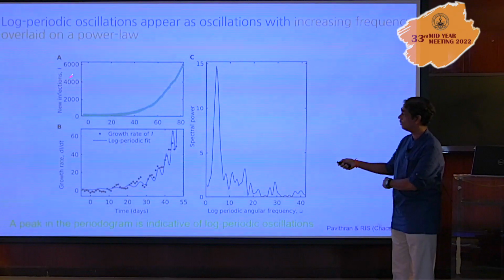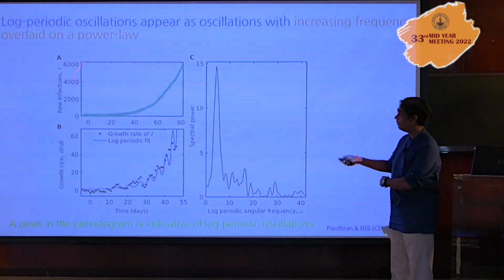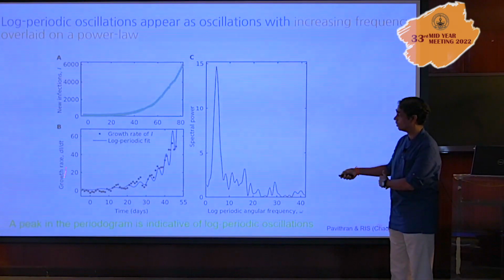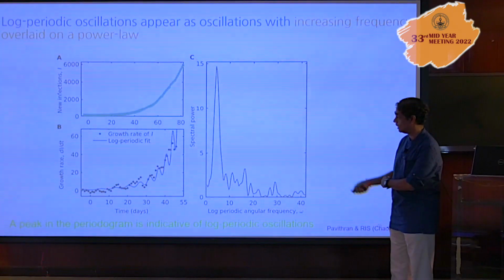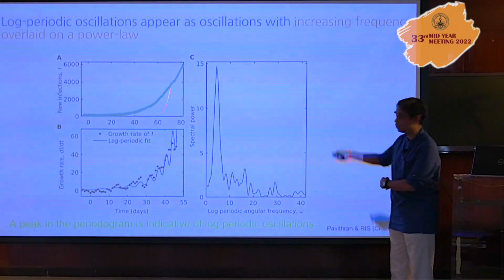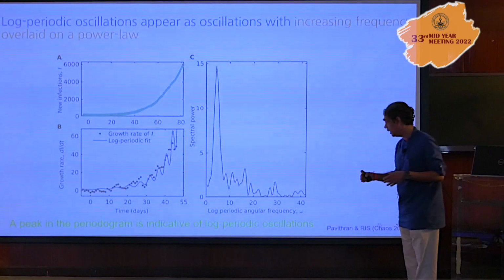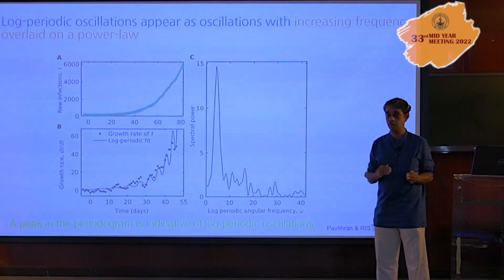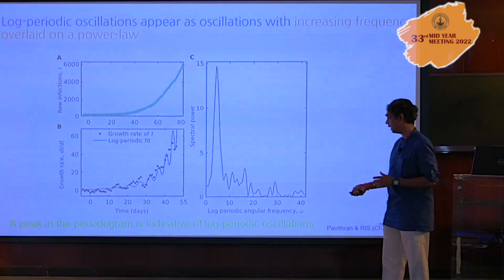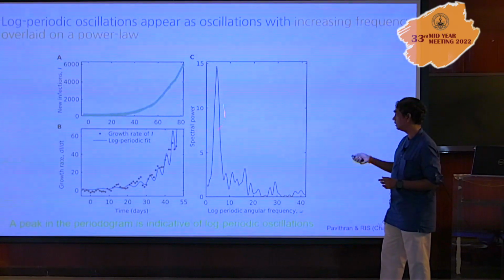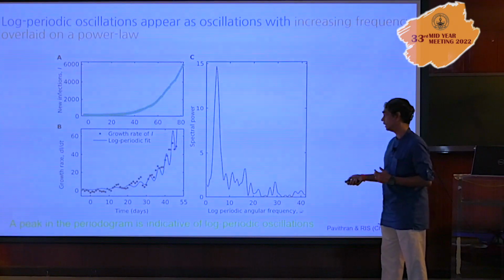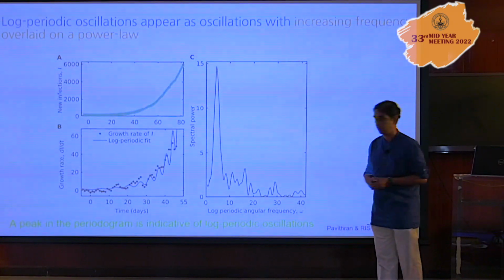So if we look at the number of infections versus time, it is hard to see, but if you look at the change in the growth rate every day, you can see these log periodic oscillations very nicely, because here the rise is too sharp to make out. And now you can look at the periodogram, where you look at the frequency in terms of the log periodic angular frequency. It is periodic in log time, so you can get a log periodic angular frequency, and we see significant power on a frequency. A peak in the periodogram is indicative of log periodic oscillations.